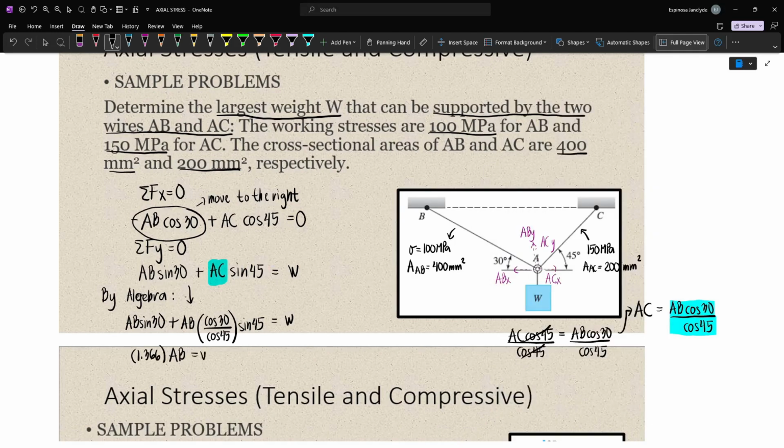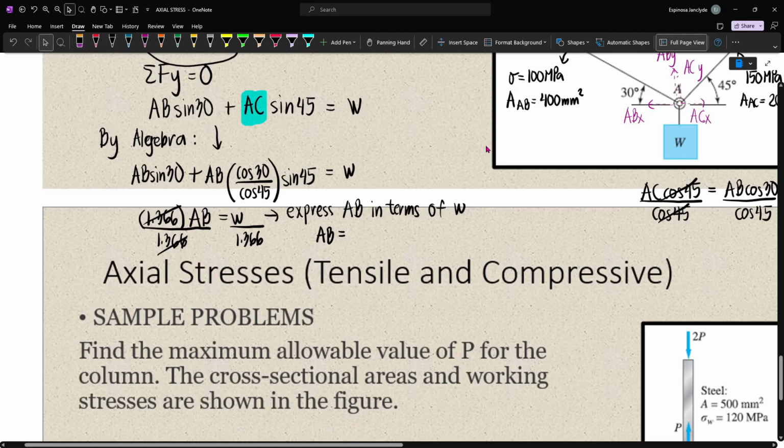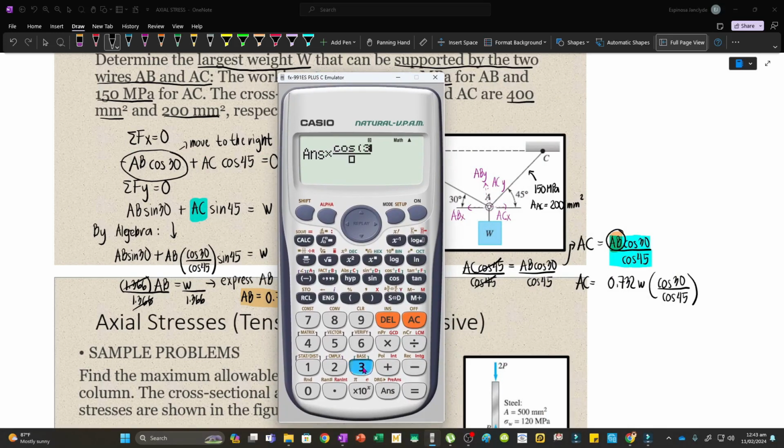And so 1.366 AB is equal to W. But remember that we want to express the tension in terms of W. And so we need to divide both sides by 1.366. Thus, AB will be W over 1.366, which is 0.732 W. Now that we have AB in terms of W, let's substitute this into AC so that we can also express it in terms of W. And so AC will be equal to AB, which is 0.732 W, times cos 30 over cos 45. And so essentially, AC is 0.897 W.